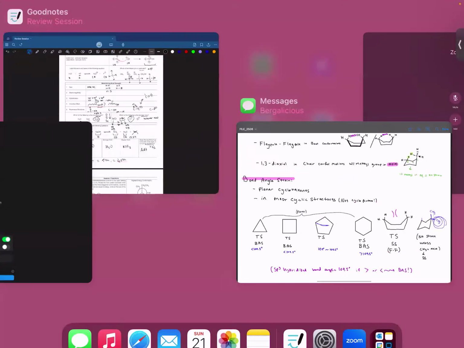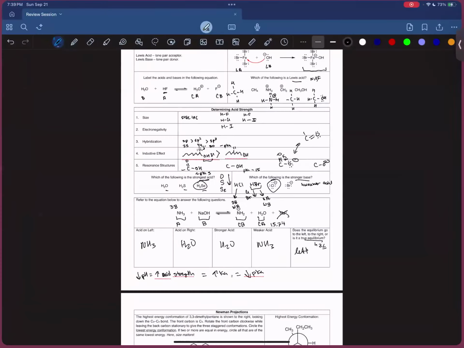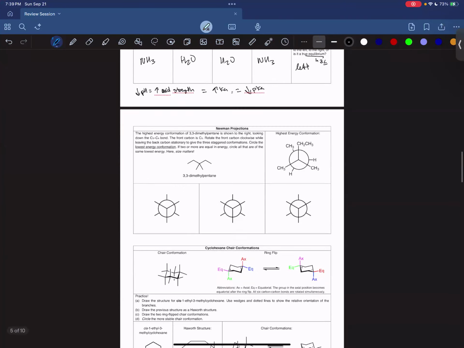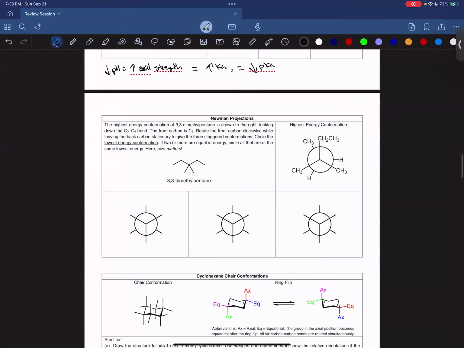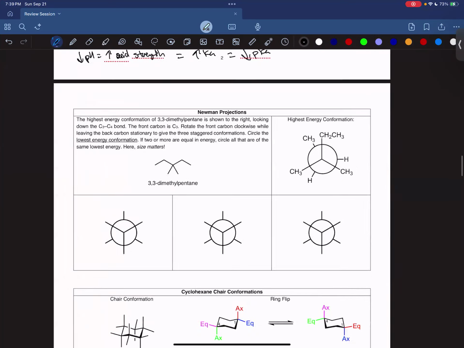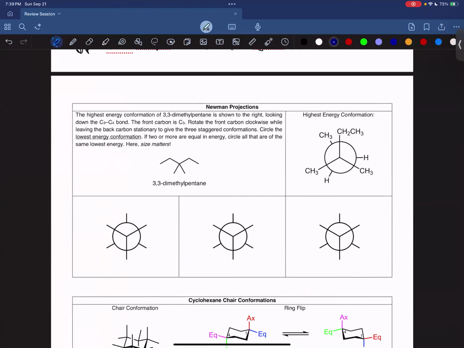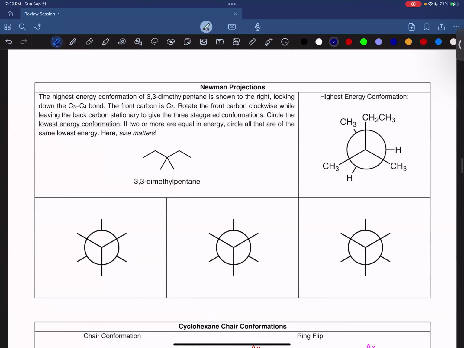So now we're going to get into the fun stuff. Okay, so first things first, I'm just going to write down that when we have gauche, it's steric strain that occurs when alkyl groups are near each other.